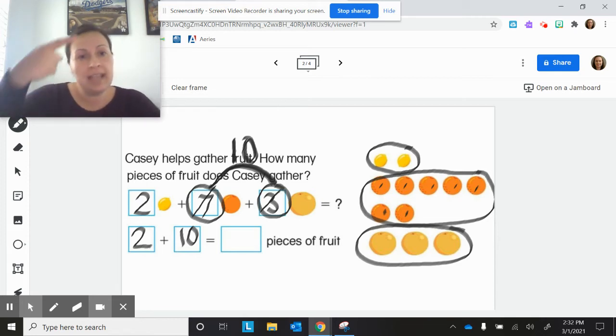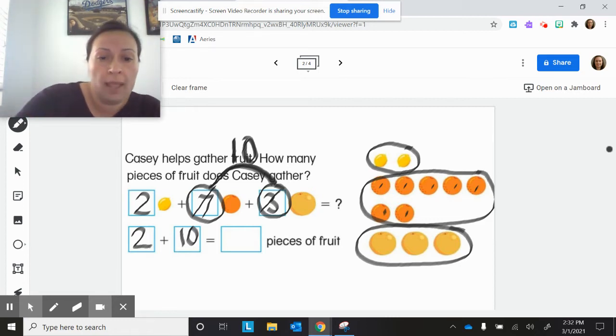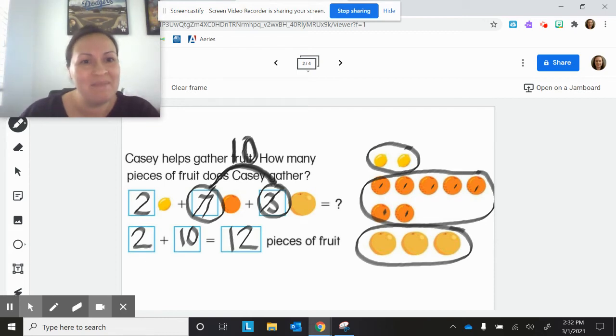So now we're going to tap ourselves with 10, and pick up 2 fingers. Let's do this. 10, 11, 12. So we have a total of 12 pieces of fruit. Go ahead and mark that down. Great. Let's do the next one.